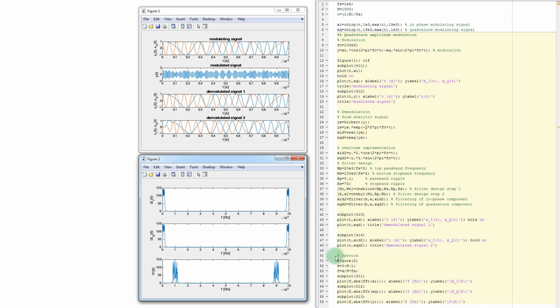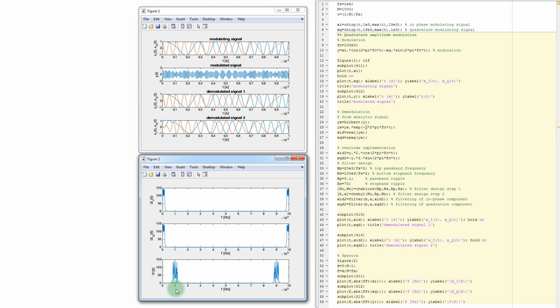Now let's take a look at the spectra of our signals. Here I plot the absolute value of the spectrum of the in-phase component. Here I plot the absolute value of the spectrum of the quadrature component. And here I plot the absolute value of the spectrum of the modulated signal. The results are shown here. This is the spectrum of the in-phase component, this is the spectrum of the quadrature component, and this is the spectrum of the modulated signal.